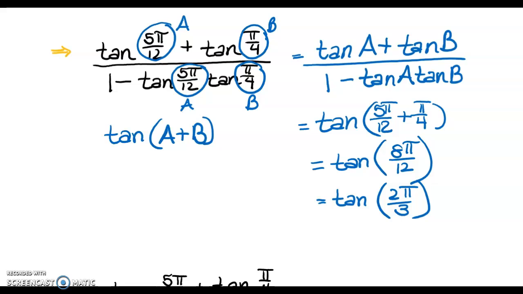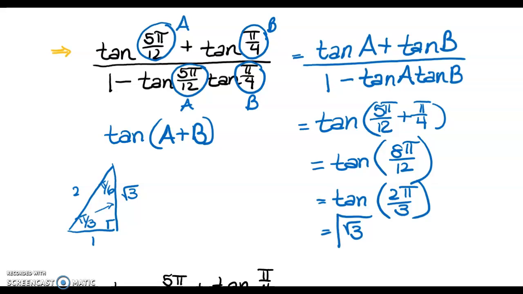Okay, so my reference angle for this is going to be pi over 3. So when I draw a nice reference triangle with pi over 3 here, this other angle is going to be pi over 6. Okay, so this is a nice 30, 60, 90 triangle. If this is 1, this is 2, and this is radical 3, my tangent is going to be opposite over adjacent. So I have a nice radical 3 as my tangent.